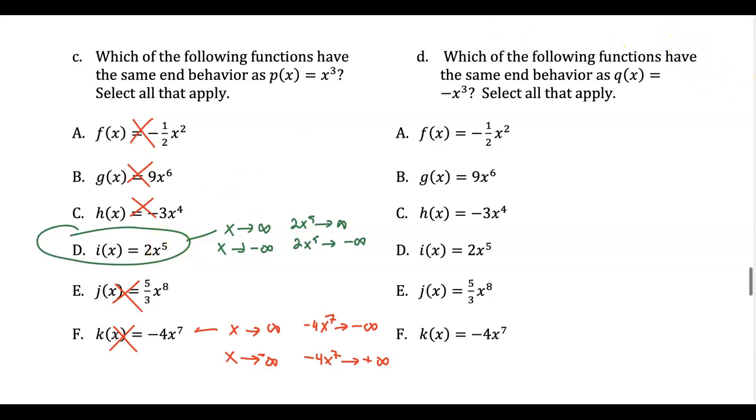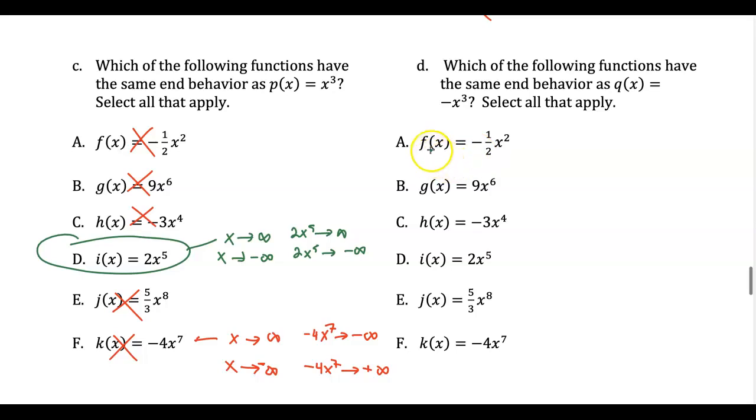And let's look at the last one, D. We have f of x equals negative 1/2 x squared, and we're comparing that to negative odd power. So we're looking for a negative odd power. So right away we can knock off, get rid of this. This is an even power, even power, even power. This is a positive odd power, so that's not going to work. They're going to be reflected. So the only one that will have the same end behavior would be this negative 4x to the seventh.